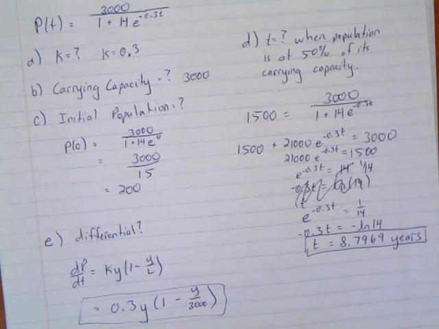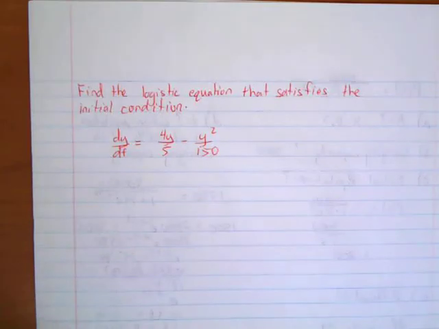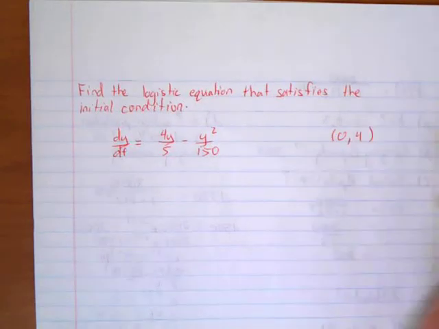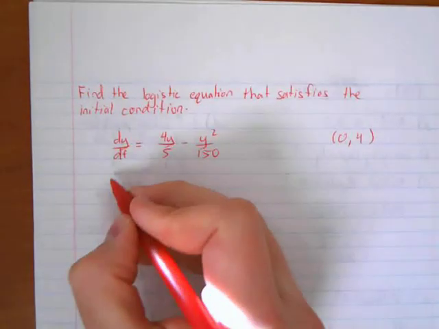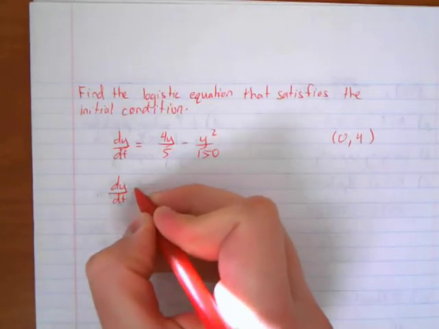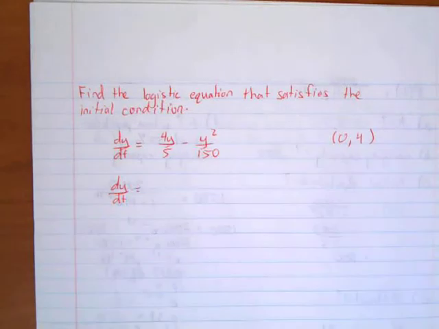All right, very good. We're going to try one more problem and then we'll be done. Okay, last problem. Find the logistic equation that satisfies the initial condition. Oh, and I forgot to give you the initial condition. Here's the initial condition, 0, 4. So your initial population is 4. So here we go. This doesn't look like some of the logistic differential equations that we've done before, but it will.